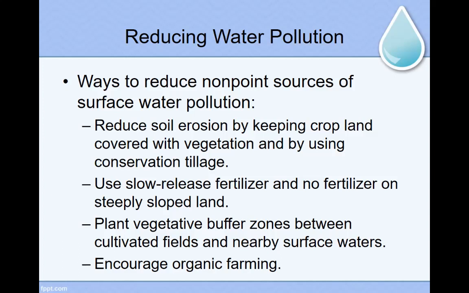Okay, plant vegetation buffer zones between cultivated fields and nearby surface waters. You saw those examples of alley cropping before to help reduce soil erosion. This is a great example of that. It can also prevent fertilizers from getting down to our bodies of water, as they get absorbed by the vegetation, which isn't always good, but probably better than in the waterway.